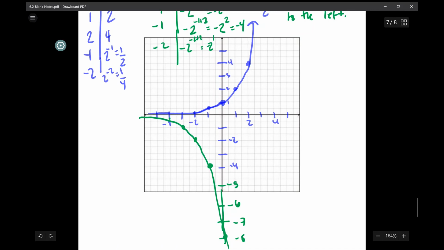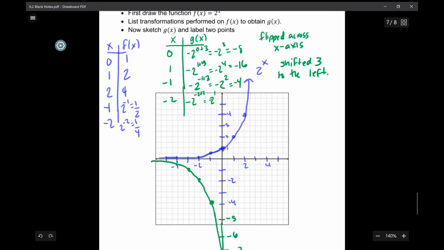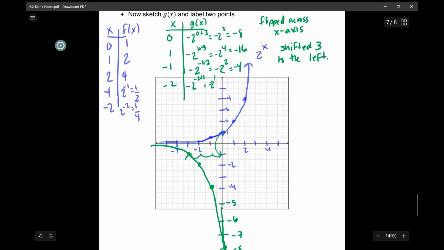All right, so there's a graph of our new function. We plotted some points, and let's see if we can convince ourselves that we flipped over and shifted 3 to the left. So if we flip over, this point would go to here. And then if we shift 3 to the left, we go 1, 2, 3, and sure enough, that does actually work.